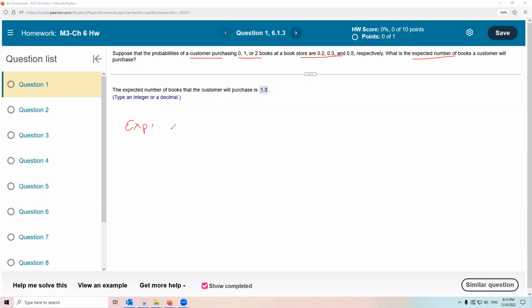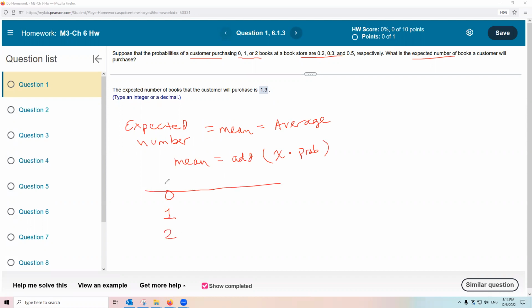Well, expected number is really the same as average or mean. The way you calculate a mean in this example is you add up the sum of the value of the random variable x times its probability. Let me show you what I mean by this. I'm going to make up a little table. You could purchase 0 or 1 or 2 books. We call this x the value of the random variable. And let me write down the associated probability. In our example, they're telling us 0.2, 0.3, and 0.5.